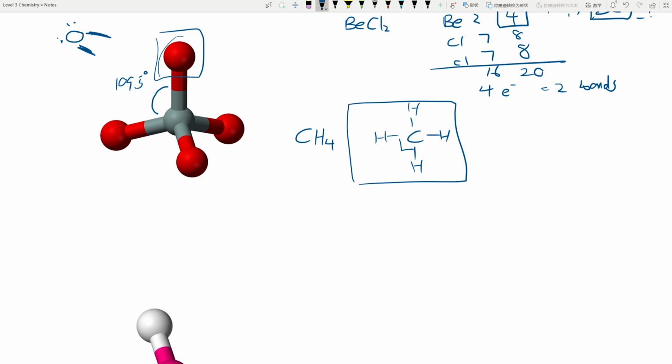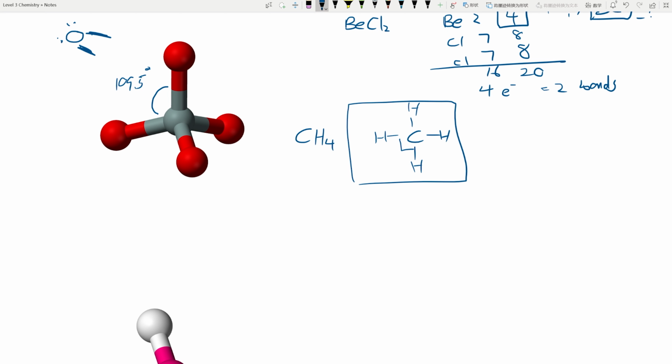What these guys do, this whole block we say is electron density, this is a region of electron density, this is a region of electron density, this is a region of electron density. So you have four regions of electron density, and they want to repel each other as far away as possible to minimize repulsion. 90 degrees is not far enough, 109.5 is as far as it can get, and they'll be stable that way.